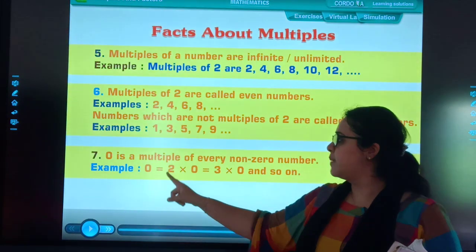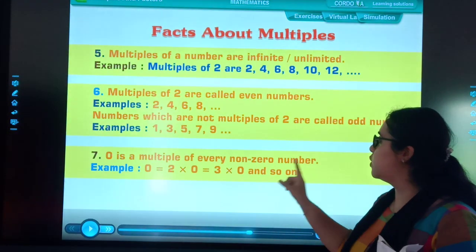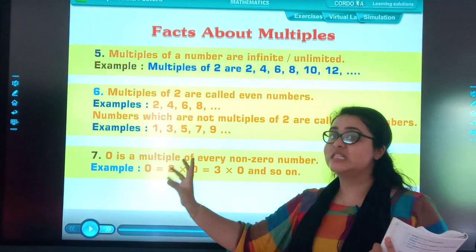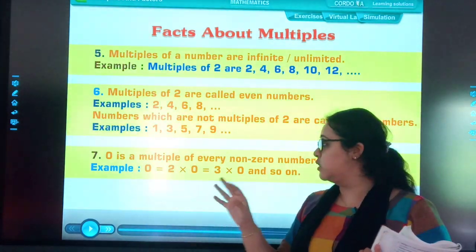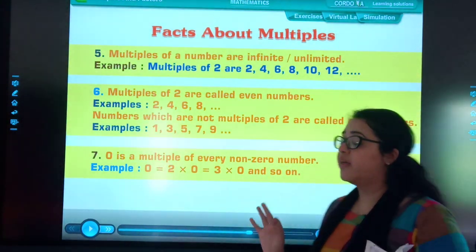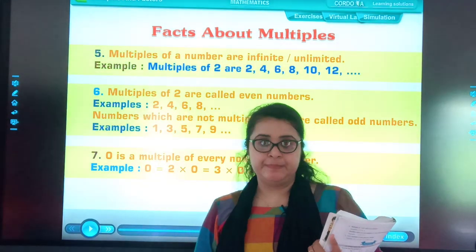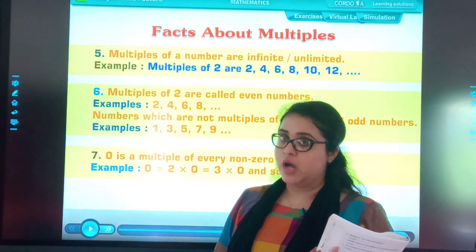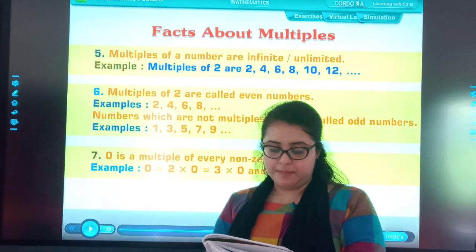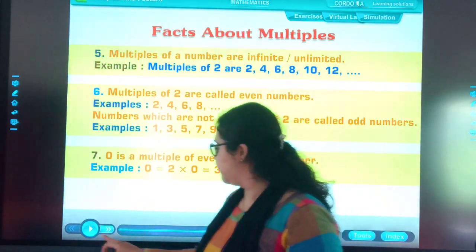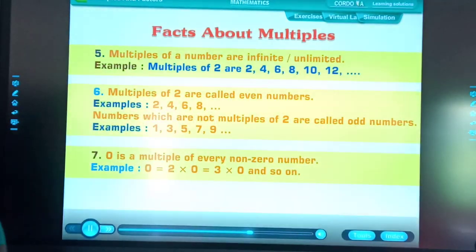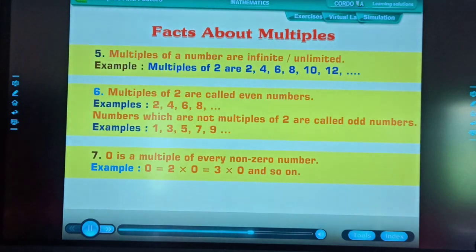0 is a multiple of every non-zero number. 0 हर एक का multiple हो सकता है. Okay students, so now we will move to the common multiple and LCM. Example, 0 is equal to 2 into 0 is equal to 3 into 0 and so on.